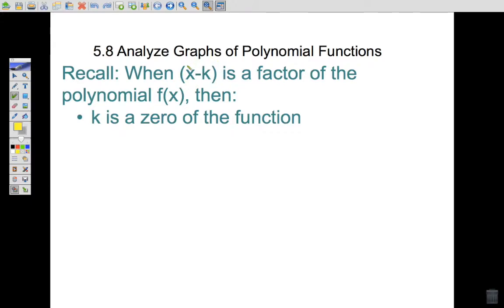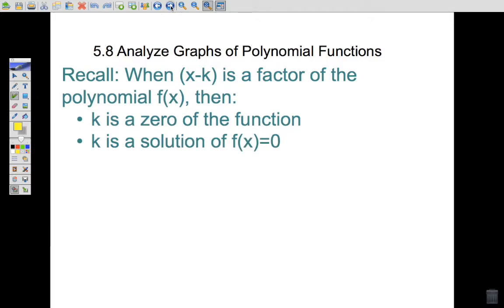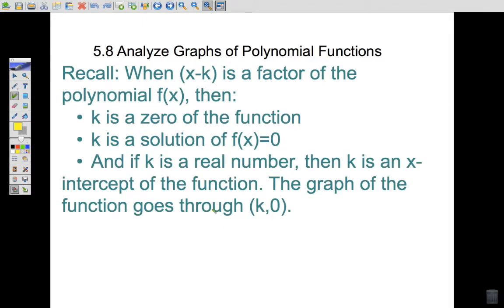When you have a binomial factor of a polynomial, it indicates that k is a zero of the function. And when you substitute k into the original polynomial, it gives you 0 for an answer. Those two statements are directly linked together. Lastly, when the polynomial is graphed, you will see that the polynomial crosses the x-axis at k.